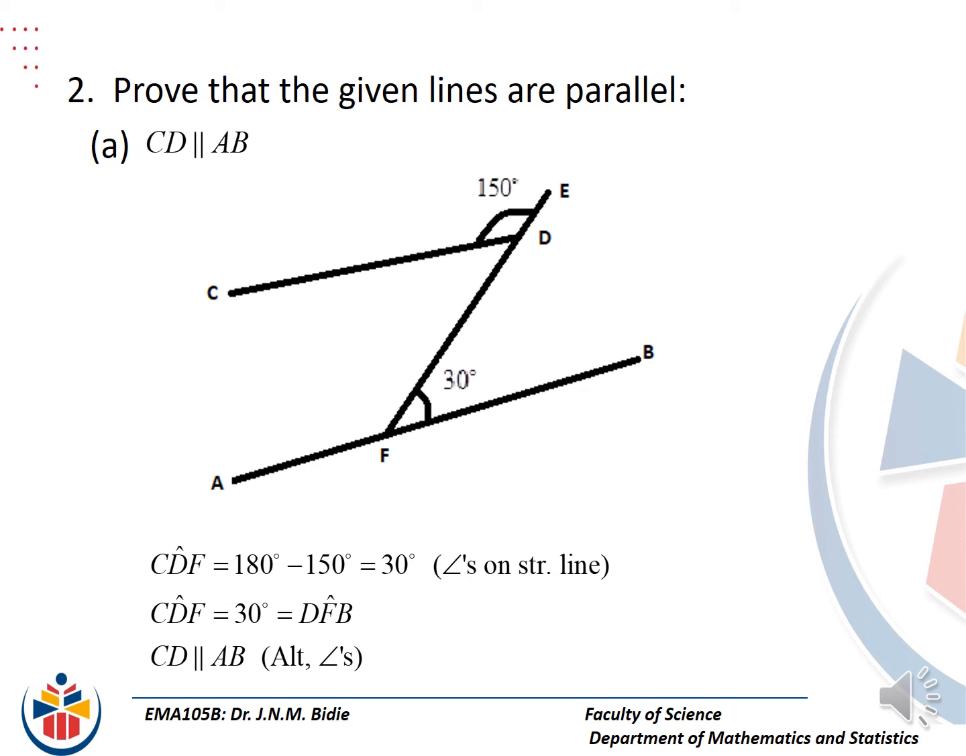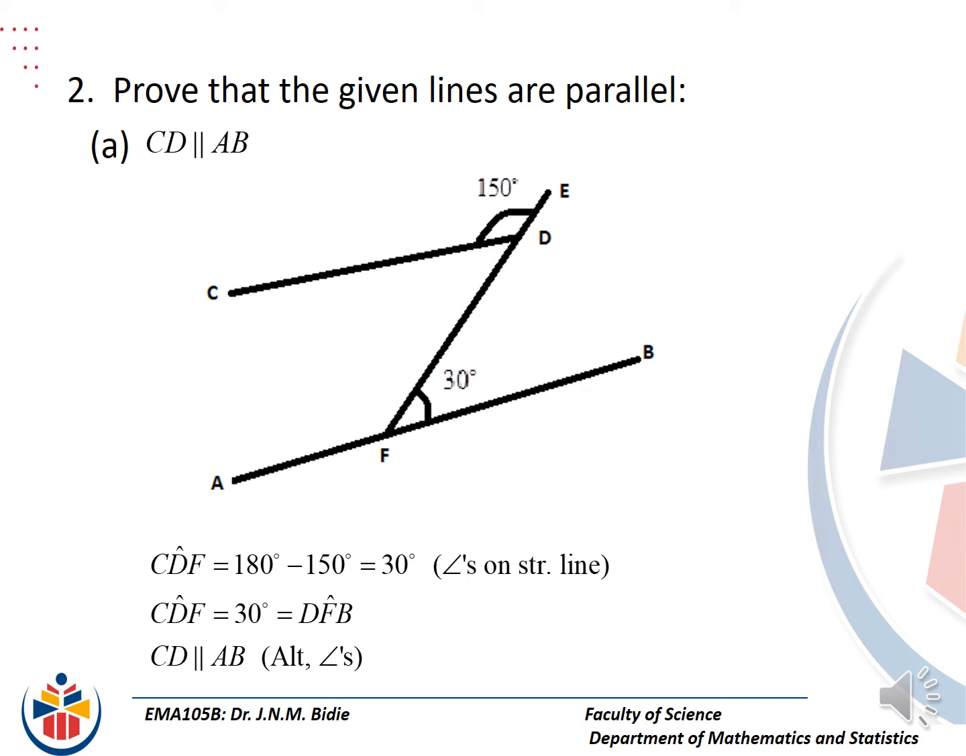Now, number 2. For number 2, we are supposed to prove that the given lines are parallel. We are asked to prove. So we have to remember in order for us to do this, it's either you have corresponding angles equal, or alternate angles equal, or cointerior angles supplementary. Proving any of those is sufficient to prove that the two given lines are parallel.